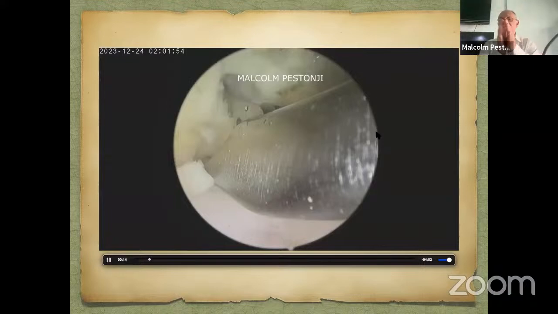But this is the basic procedure of doing the surgery. The stripping, the cleaning, the going to the flavum, doing a flavotomy, extracting a fragment.